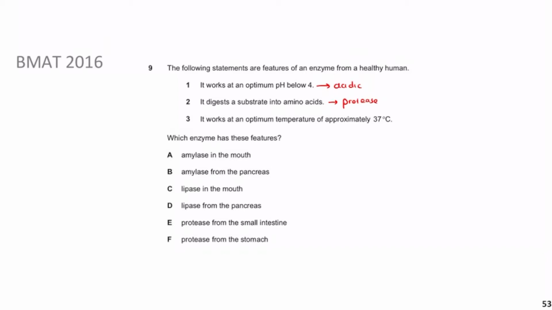And then it works at an optimum temperature of approximately 37. Yeah, most enzymes in the body, if not all of them, work best at 37, body temperature, isn't it? So we're basically looking for a protease in the stomach, without me even looking at the answers. And we've got that as option F, right? So hopefully, guys, that all made sense, and we look forward to seeing you in the next question.